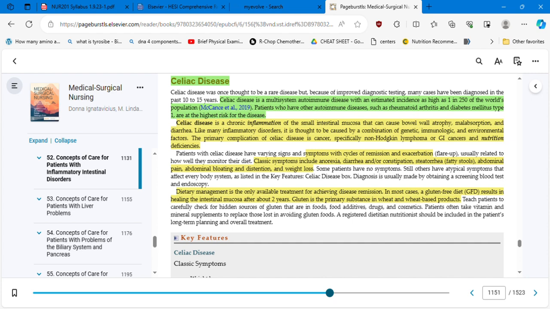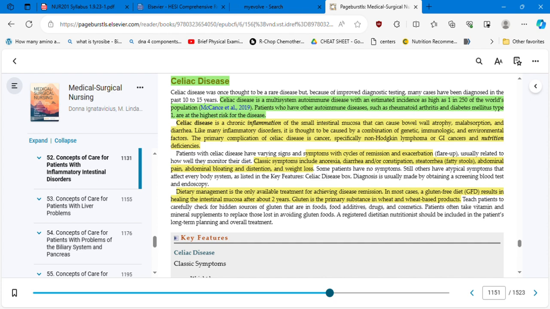Celiac disease is a chronic inflammation of the small intestinal mucosa that can cause bowel wall atrophy, malabsorption, and diarrhea. Like many inflammatory disorders, it is thought to be caused by a combination of genetic, immunologic, and environmental factors. The primary complication of celiac disease is cancer, specifically non-Hodgkin lymphoma or GI cancers, and nutrition deficiencies.